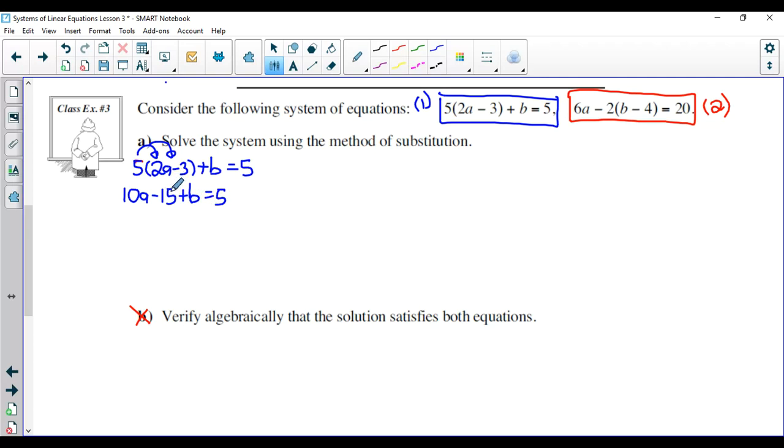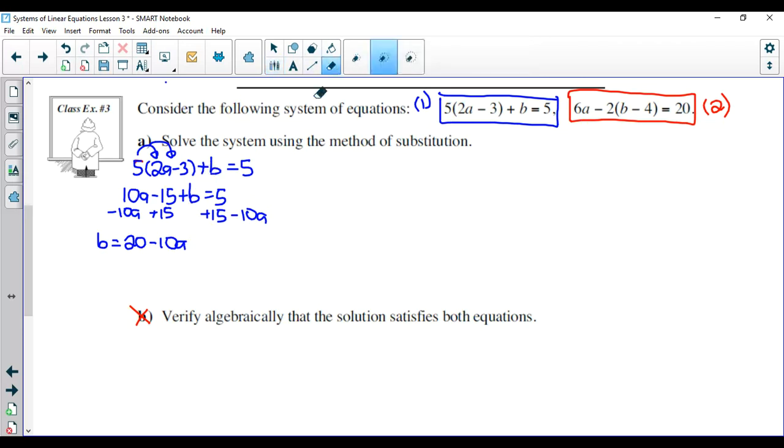Okay, so let's get b by itself. So to get b by itself, I would need to add 15 to both sides of the equation. So add 15, and we have to get rid of this 10a term. So we're going to subtract 10a, and we're going to subtract 10a. So on the left-hand side, I'd then be left with b is equal to 5 plus 15 is 20, and then subtract 10a. Let's rewrite that out so it's not so messy.